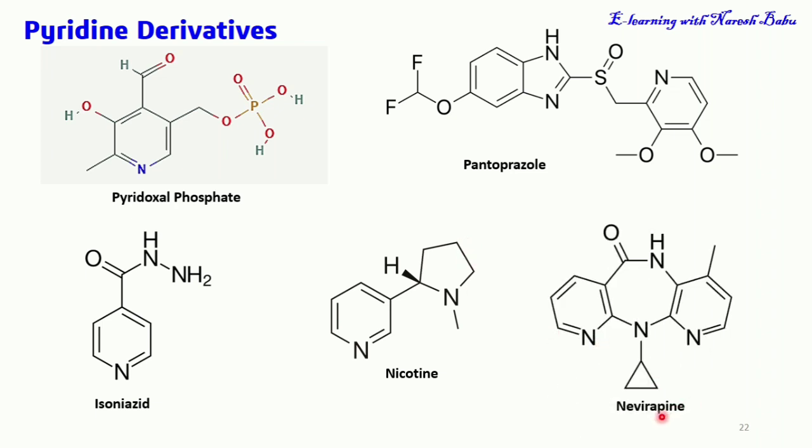And another example is nevirapine. Nevirapine is a non-nucleoside reverse transcriptase inhibitor used in HIV infection. You can see the pyridine nucleus is attached to this 7-membered ring system. So in the case of antacids, what I told, pantoprazole, similarly in the same classification, omeprazole, lansoprazole, esomeprazole, rabeprazole, all these drugs have the pyridine ring system. We can give them under this category.